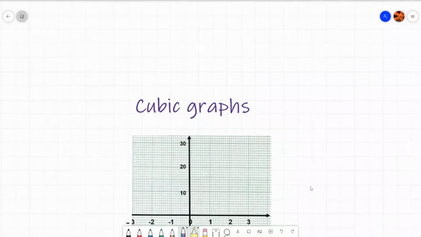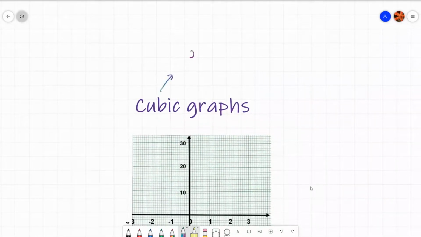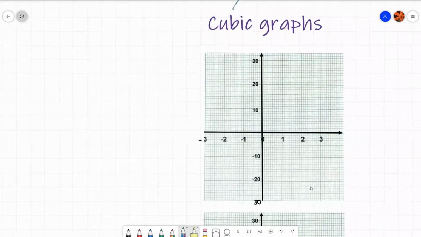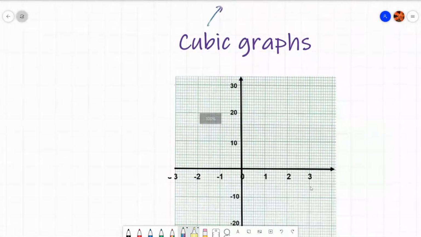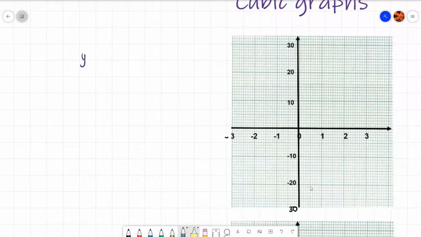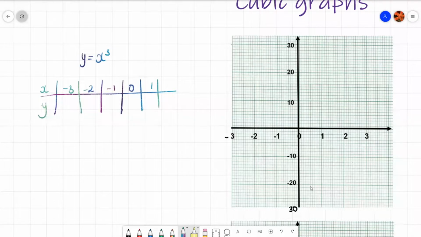But cubic here means you're going to have an x cubed in your equation, and that is a cubic graph. Okay, so let's have a look at plotting some cubic graphs then. I've got an axis drawn here, and the first graph we are going to draw is a simple one, y equals x cubed. So plot your little table, x and y. I'm going to do -3, -2, -1, 0, 1, 2, and 3, and let's just see what happens.